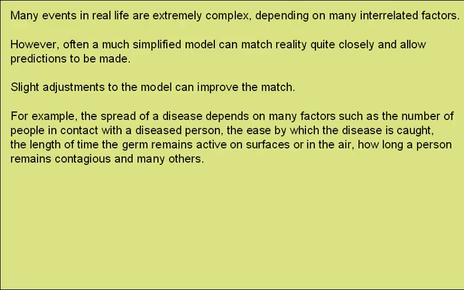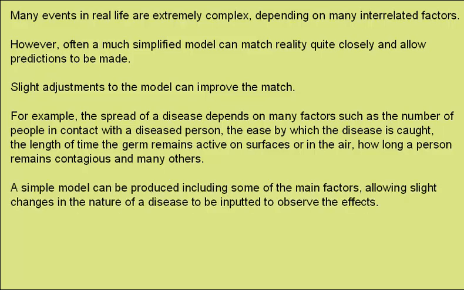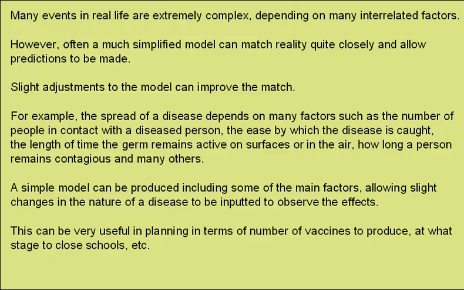For example, the spread of a disease depends on many factors, such as the number of people in contact with the diseased person, the ease by which the disease is caught, the length of time the germ remains active on surfaces or in the air, how long a person remains contagious, and many others. A simple model can be produced, including some of the main factors, allowing slight changes in the nature of a disease to be inputted into the model to observe the possible effects. This can be very useful in planning in terms of the number of vaccines to produce, what stage schools will be closed, and so on.